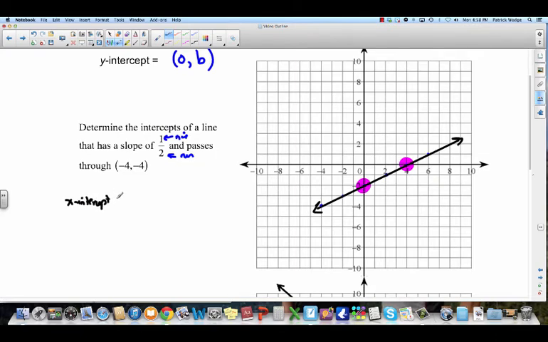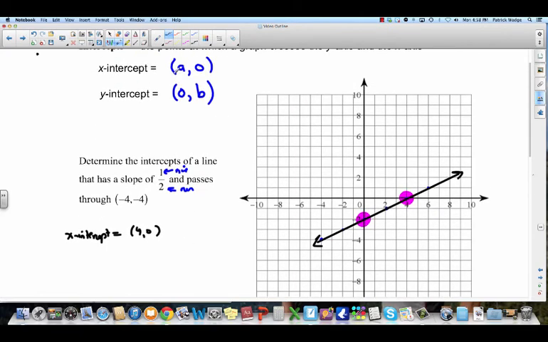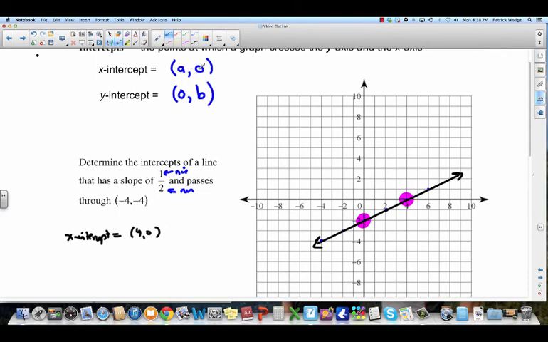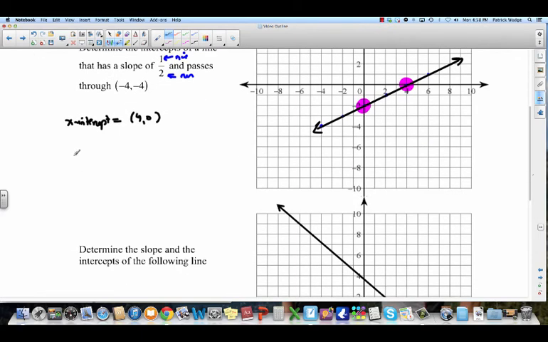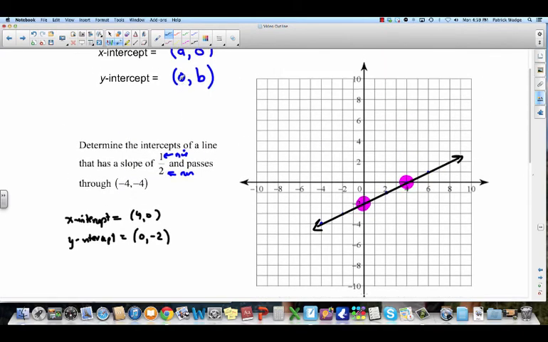The x-intercept, that's where it crosses the x-axis, so that's this point here, and it is 4, 0. You'll notice the x-intercept always has a 0 as its second number. For the y-intercept, that's this point here, it's 0, negative 2. You'll notice it always has a 0 as its first number.